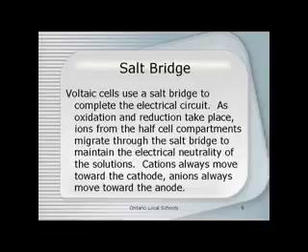The salt bridge, very important. Voltaic cells use a salt bridge to complete the electrical circuit. As the oxidation and reduction reactions take place, ions from the half cell compartments migrate through the salt bridge to maintain the electrical neutrality of the solutions. Cations always move toward the cathode. Anions always move toward the anode. Cations are the positive ions. Anions are the negative ions. That last statement is one to ponder and remember.